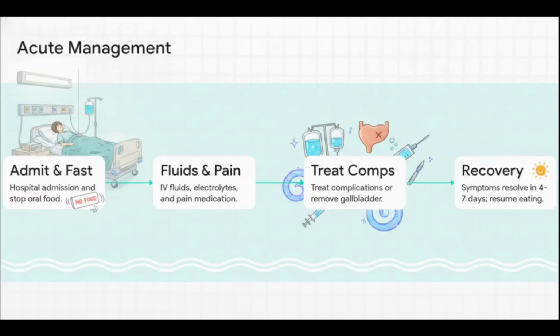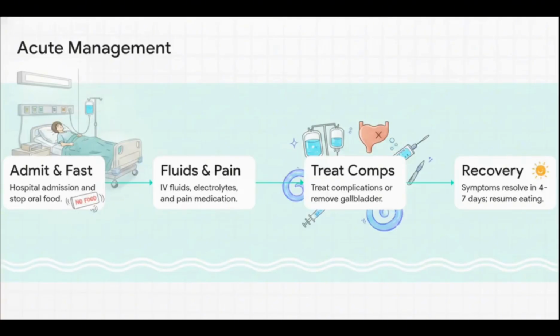Now, moving on to management. Most people with acute pancreatitis have significant pain, nausea and vomiting, and typically need to be admitted to the hospital. So, treatment focuses on managing those symptoms, which includes IV fluids to replenish what's been lost and prevent dehydration, electrolyte replacement, since electrolytes are often lost through vomiting, and pain medication to help manage discomfort.